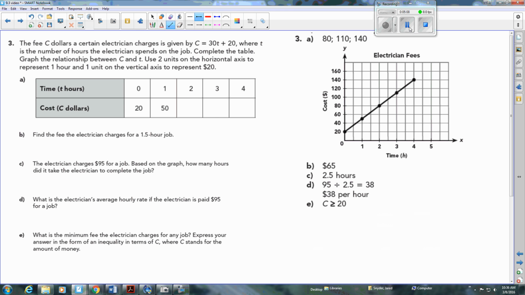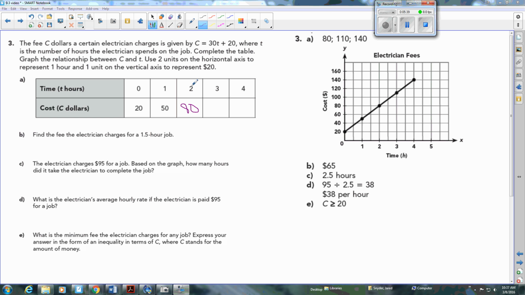Okay. The fee C dollars that a certain electrician charges is given by C equals 30 times T plus 20, where T is the number of hours the electrician spends on the job. Complete the table and then graph the relationship. Okay, so it's 30 times the amount of hours plus an additional 20. All right, so I'll fill this in and we'll go from there.